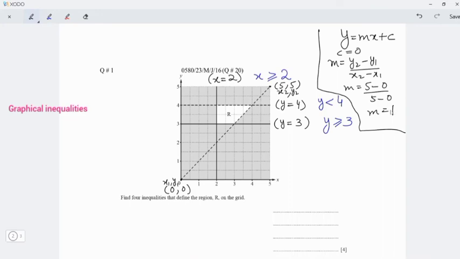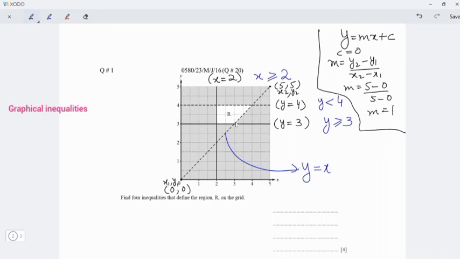We need to put the value of this gradient as well as the c value into the equation of a straight line, and that will be our equation. So what will be the equation of the straight line? That will be y equals x. But how do we represent it in terms of inequality? You can simply see what the subject is in this case. The subject is y.